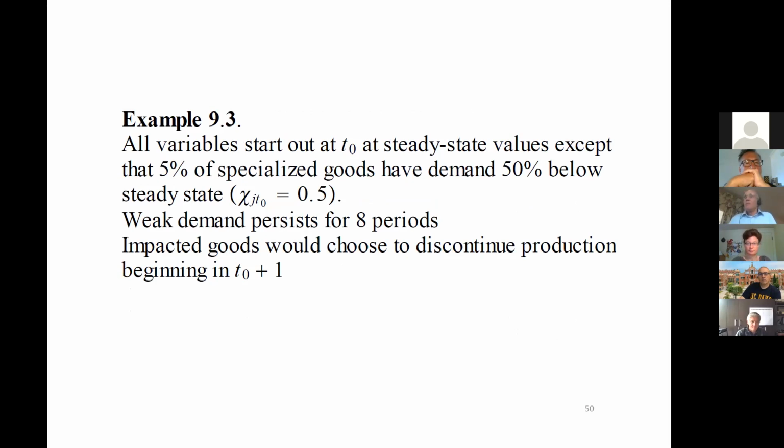Okay, third example. Again, I'm going to have all variables start out at time T naught at their steady state value. In this case, I'm going to have a big drop in demand, 50%. I'm going to assume it just affects, however, 5% of the specialized goods. So it's the same total shock to demand as the first example. It's a bigger shock per firm, fewer firms affected. So it's the same aggregate size shock, more intense for certain sectors.